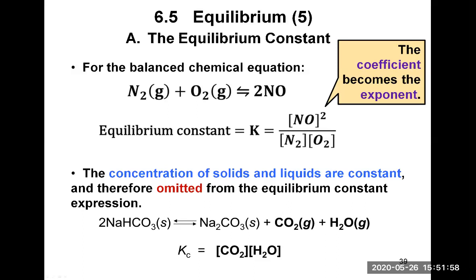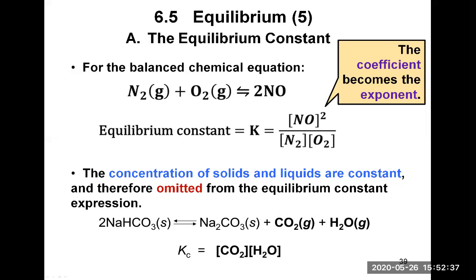So if we look at the example of the equation given below here, 2NaHCO3 solid is in equilibrium with Na2CO3, also a solid, plus carbon dioxide, a gas, plus water, also a gas. If you take the equilibrium constant of this reaction, you take the concentration of the product on top. And here you would take CO2 in brackets times H2O in brackets.